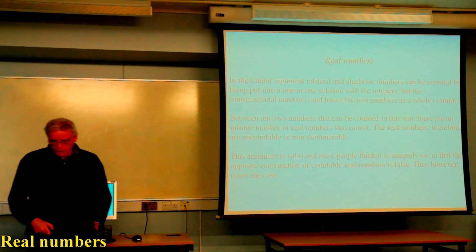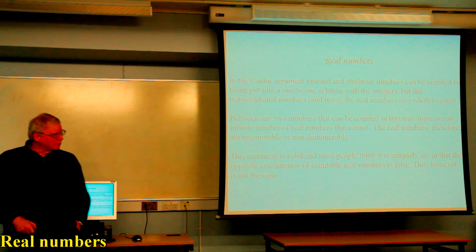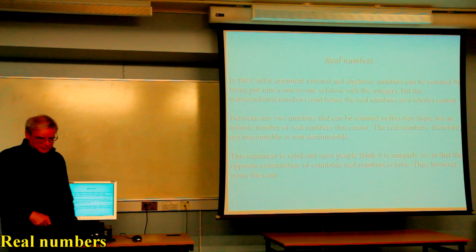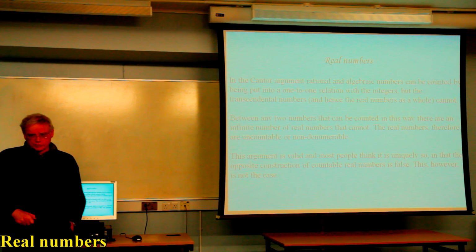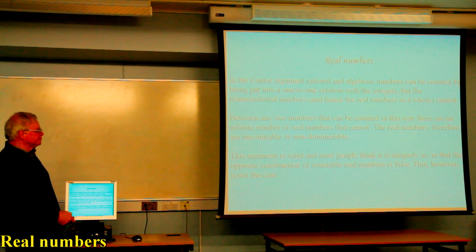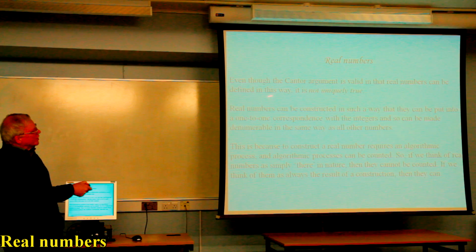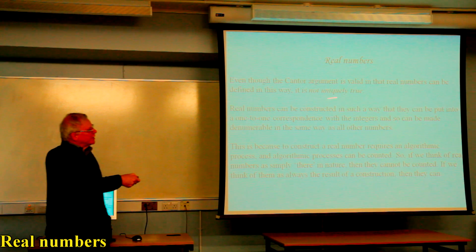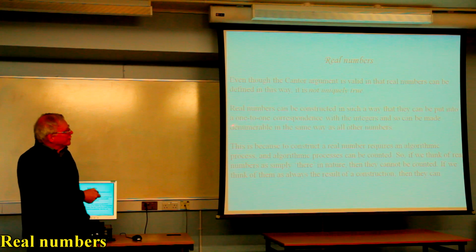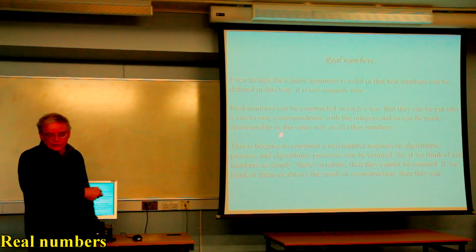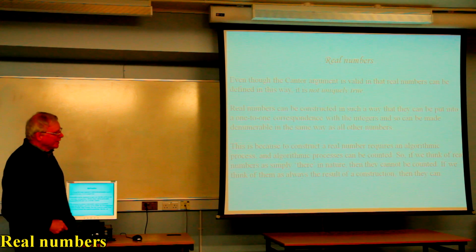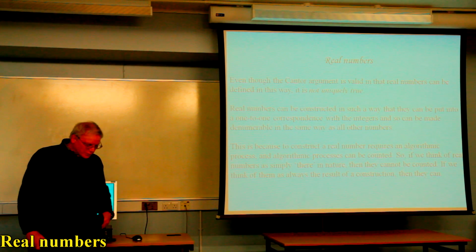Now this is a true argument, completely valid, and most people think that it's uniquely so. But in fact it isn't uniquely so. It's true, but it's not unique. It's not the only construction of real numbers you can have. So even though it's valid, it's not uniquely true. Real numbers can be constructed in such a way that they can be put into a one-to-one correspondence with the integers. It's all the famous old question, what is mathematics?